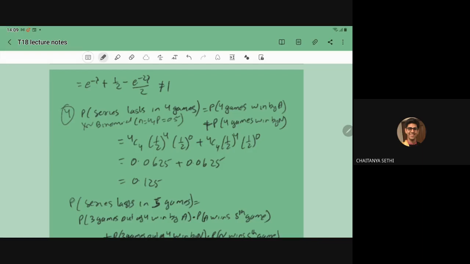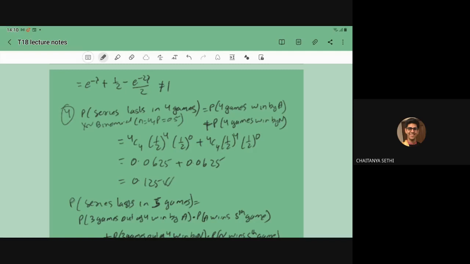Both will follow the binomial distribution. So it will become 4C4 (1/2)^x (1/2)^(n-x) plus 4C4 (1/2)^x (1/2)^(n-x). So it will give you 0.0625 plus 0.0625. So the probability that the series will last in 4 games is 0.125.